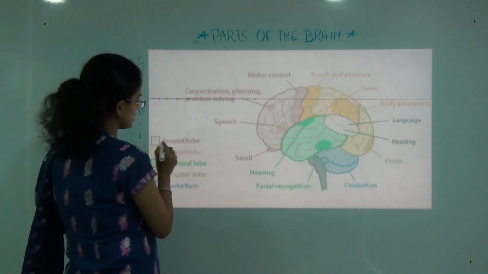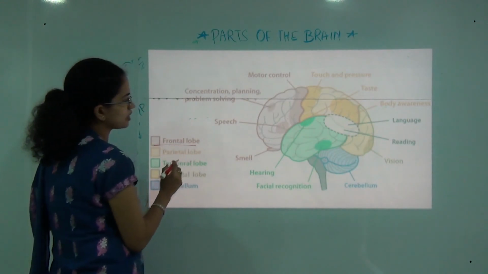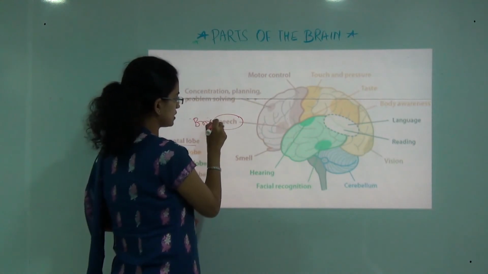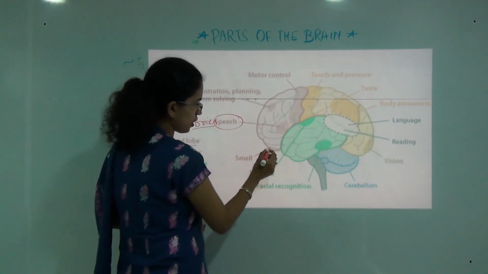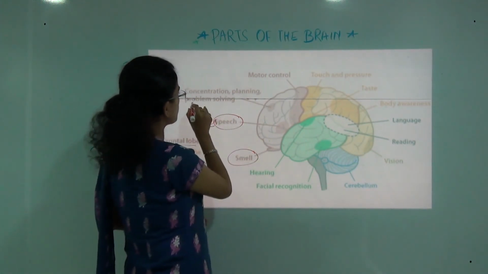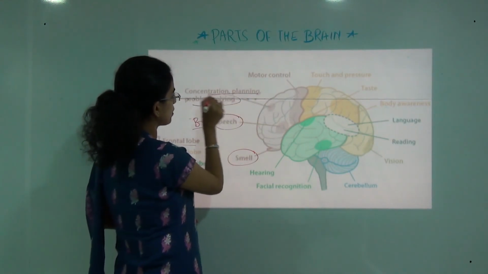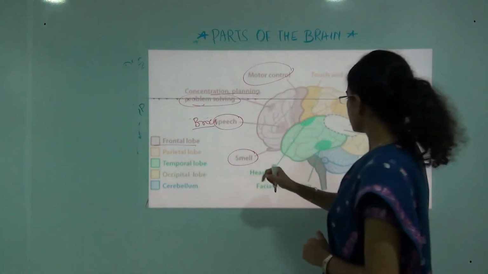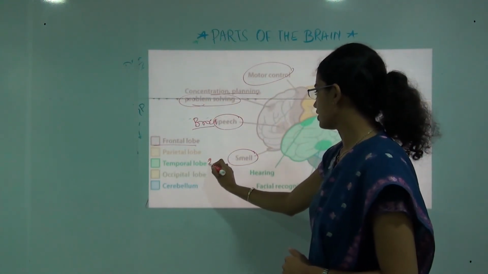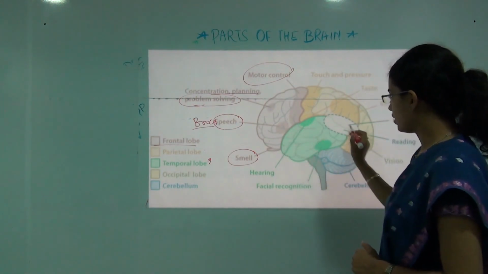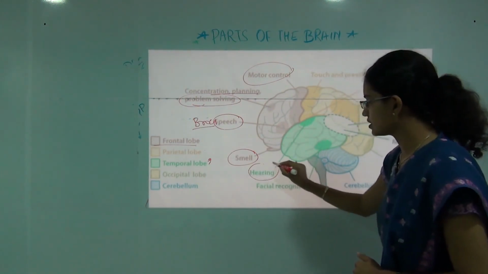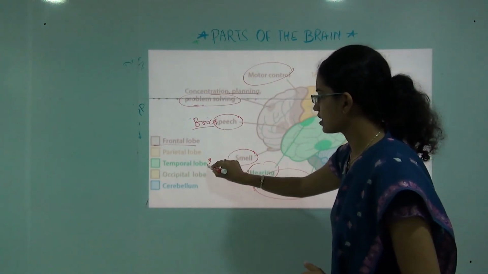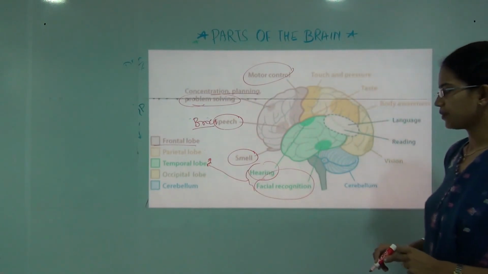The one marked in red is the frontal lobe. Under the frontal lobe you have the center for speech, which we have already studied is the Broca area. You have the sense of smell. You have the center for concentration, planning and problem solving activities, and motor control. The next here, in green, is the temporal lobe. The two major functions of this whole area are hearing and face recognition. So hearing and face recognition are covered under the temporal lobe.